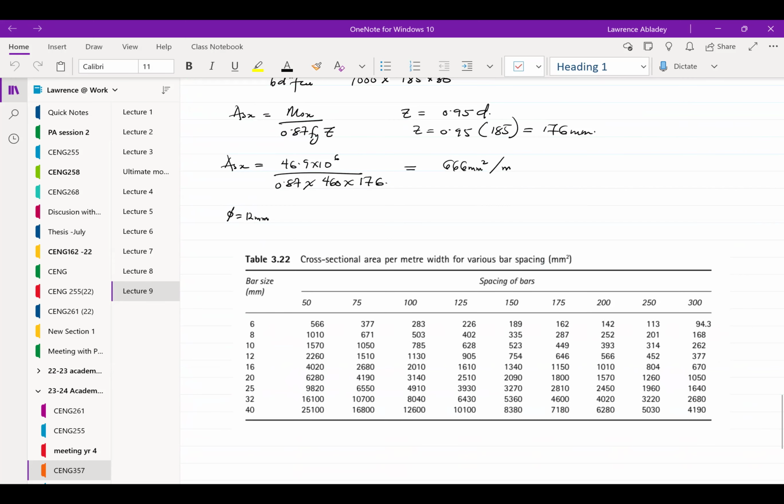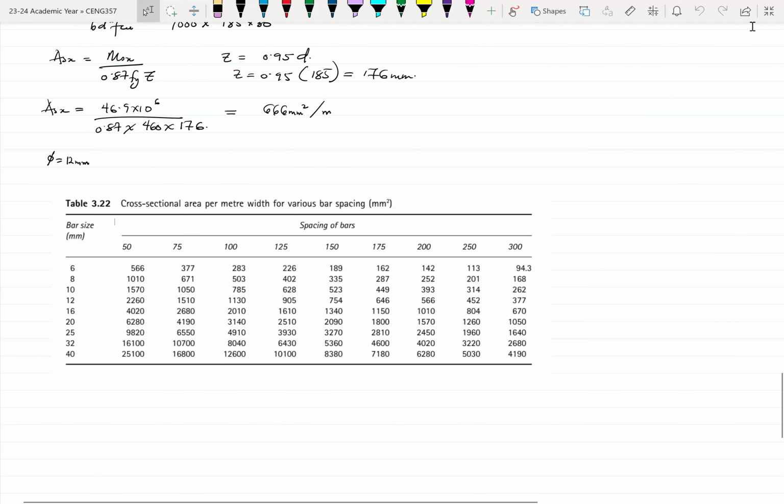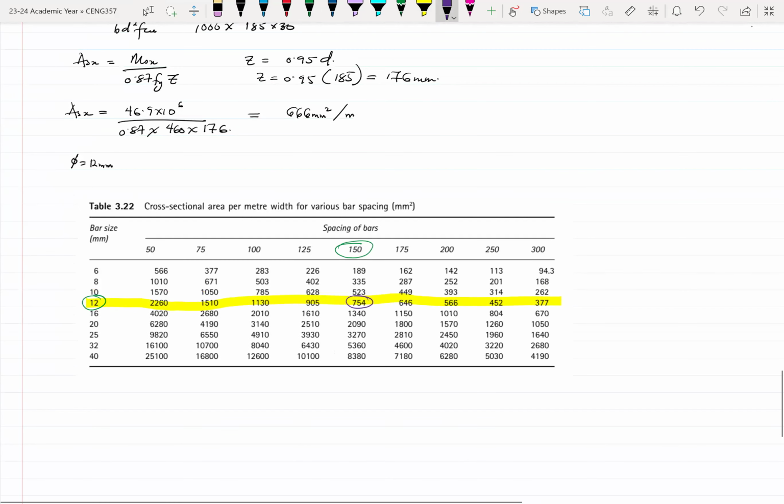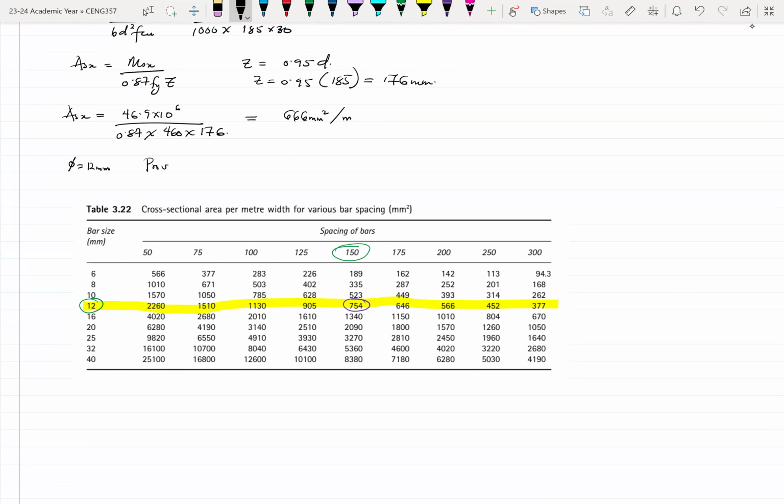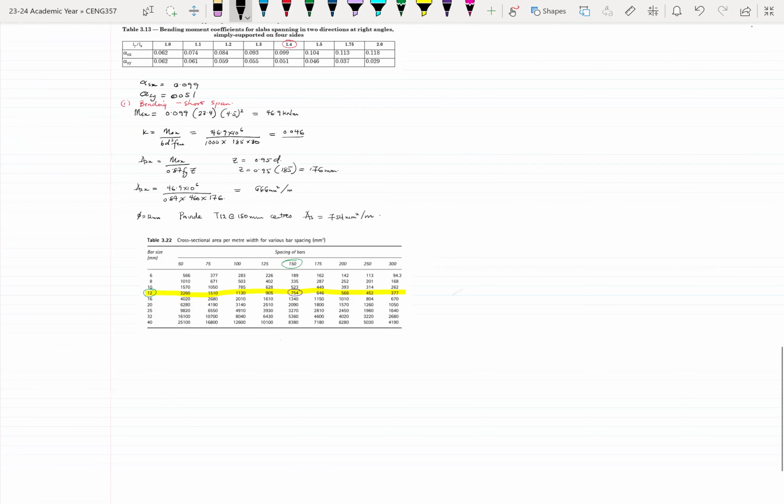So based on that table, we can find the area. So let's say we got 666 to be our area of steel required. I could come into this table, assuming I'm using a spacing of, let's say, 150 millimeters for the bars. So I could go with T12, so that's going to be this zone right here. In this case, we will choose 754. So I could write that provide T12 at 150 millimeters centers, so that our area of steel provided will be 754 millimeter squared per meter. So this will be the bending in the short span.